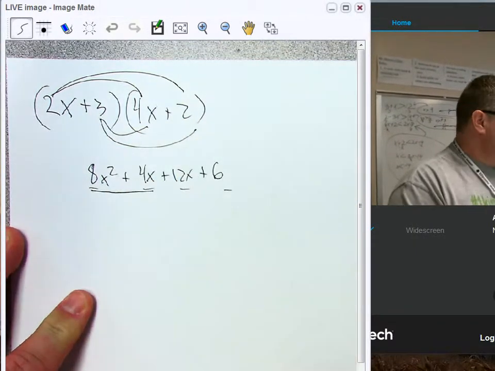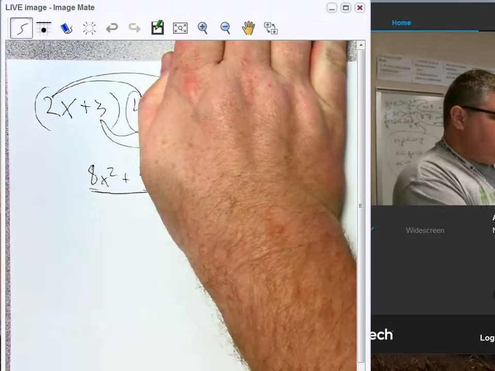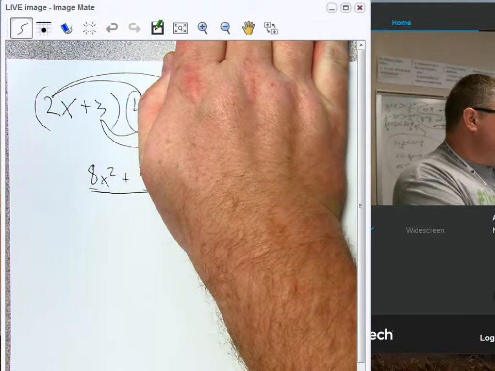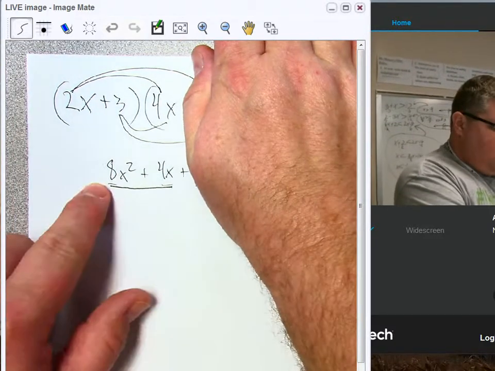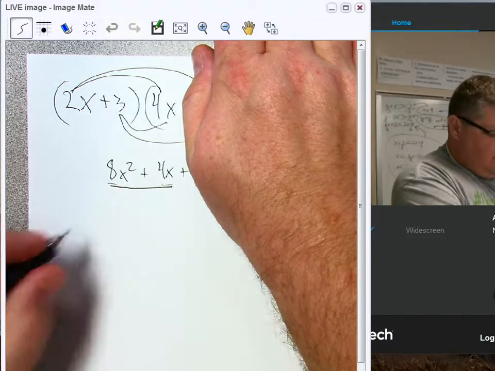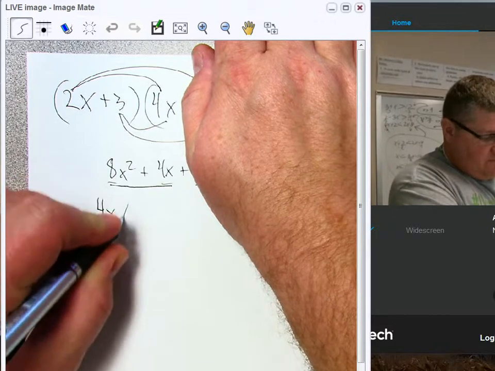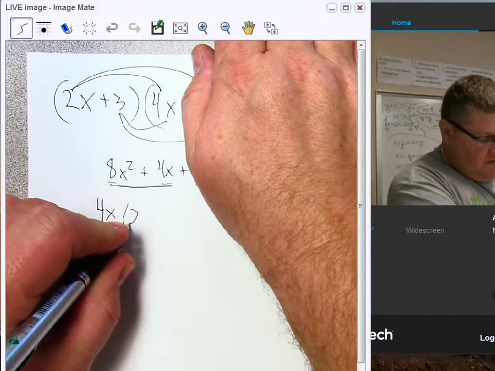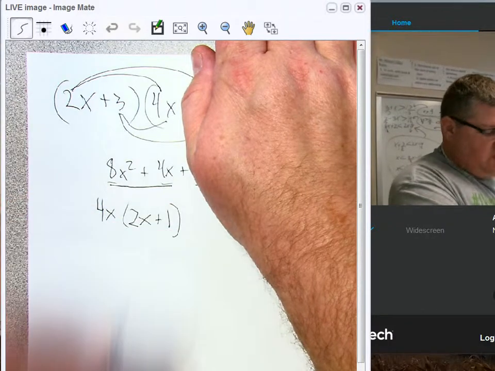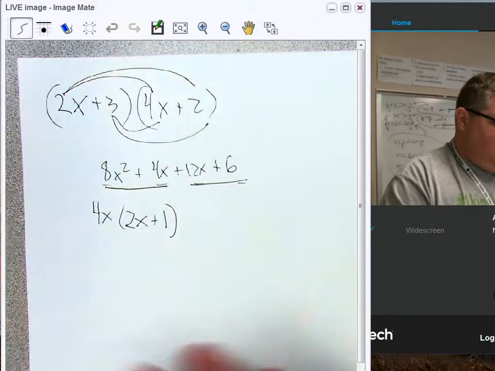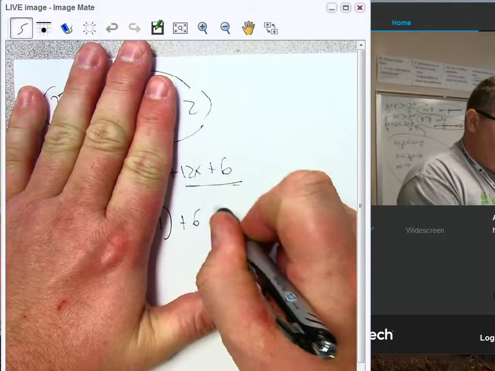Let's take just those 2 bits and just those 2 bits. What's common to just those 2 bits? 4x. Thank you. 4 and an x. Do you agree? Yeah. Now, let's go over here. What about those 2 bits? 6. That's way easier.